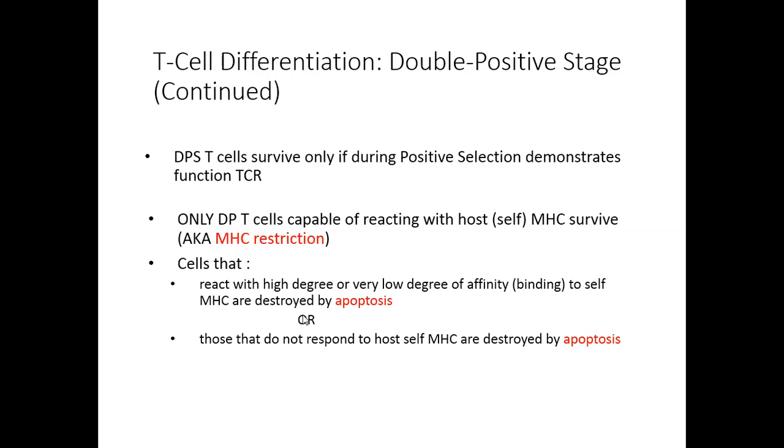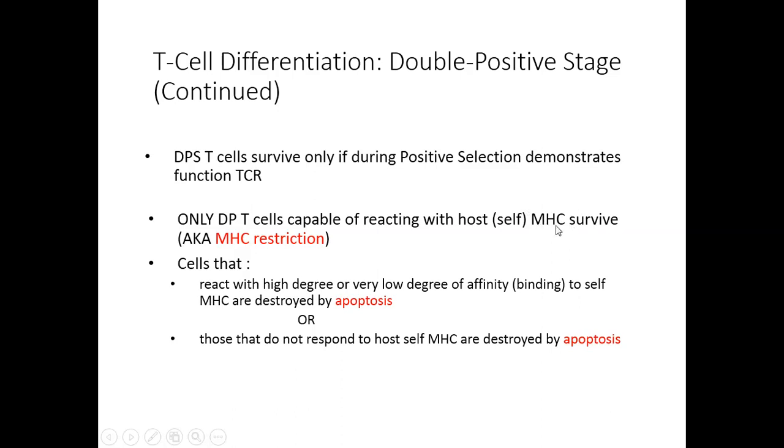The reactivity between our developing double positive T cell and the self-MHC has to be just right. We'll say that we're measuring the degree of affinity. I'm going to talk an awful lot about the concept of affinity, I think in chapter 9. But when we talk about affinity, we're talking about the strength of the binding between an antigen and a receptor on a cell, on a T cell, or on any cell actually.